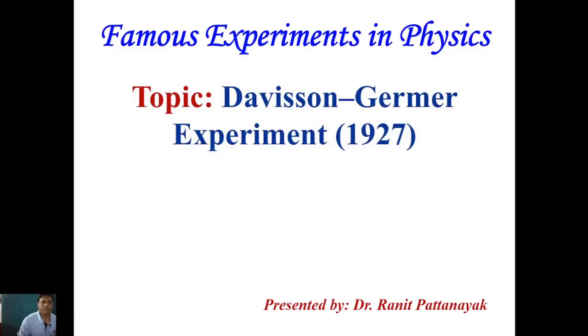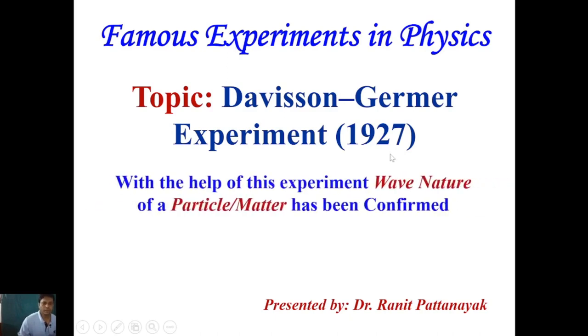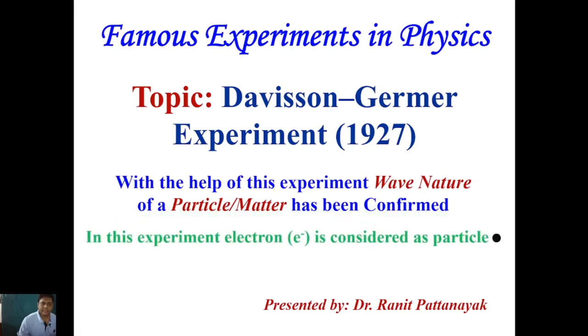In another video belonging to famous experiments in physics, that is the Davisson-Germer experiment, which was held in 1927. With the help of this experiment, the wave nature of a particle or matter has been confirmed. In this experiment, the electron is considered as a particle.